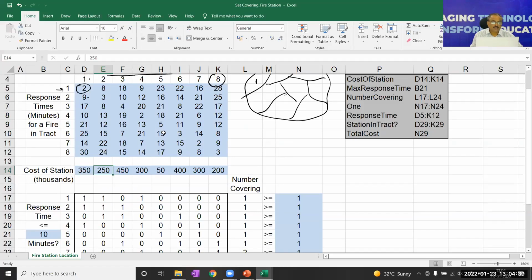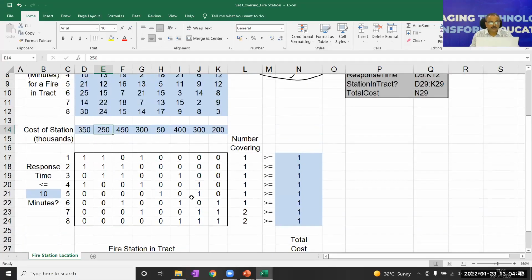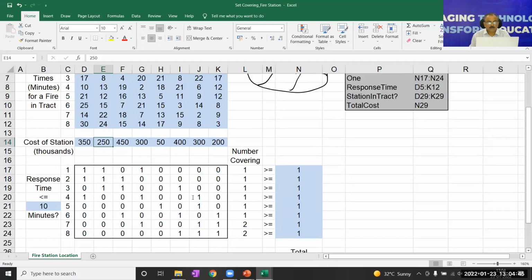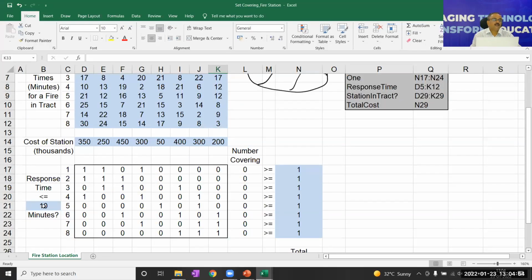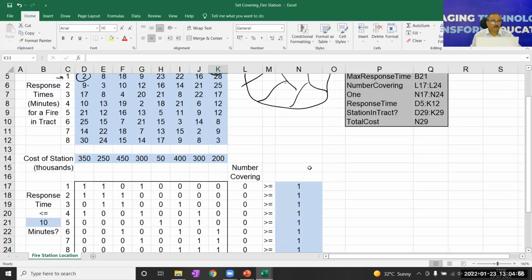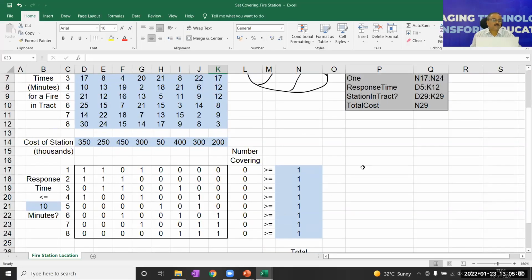So the decision here is in which tract we should locate the particular fire station, so that if a fire occurs in any of the tracts, it should be reached within 10 minutes. So we can decide which possible tract can receive the fire station.